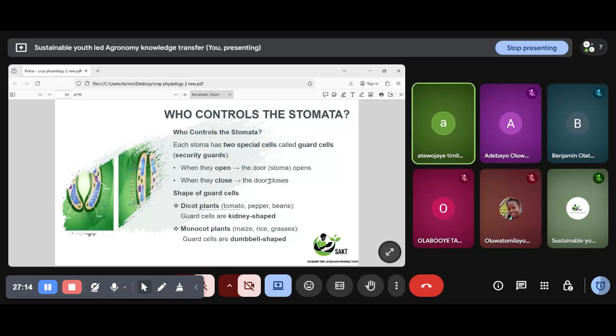So when those guards open, they give way, and the stomata will open. Then for dicots, we have a kidney shape. Those are the shapes. So let's move on, please.